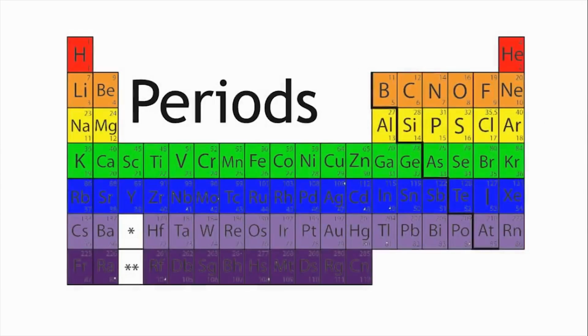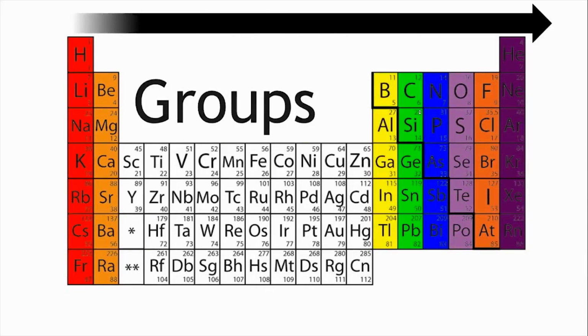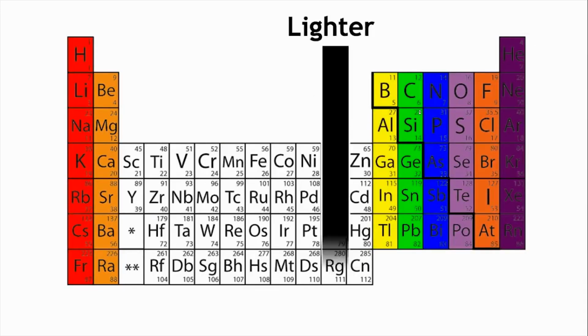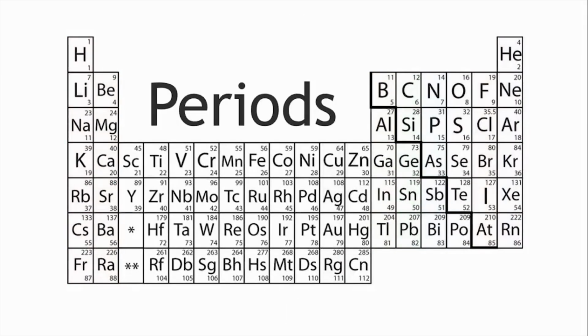The periodic table is arranged in periods and groups, going from the light elements at the top to the heavy elements at the bottom. The rows going across from left to right are periods.